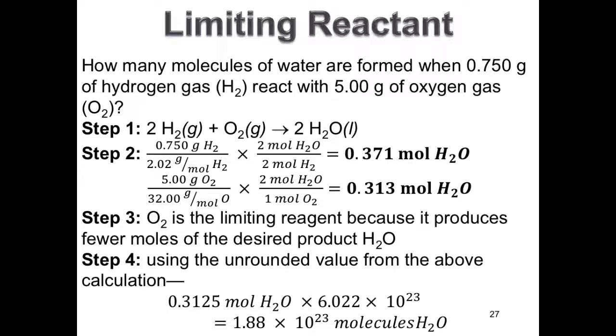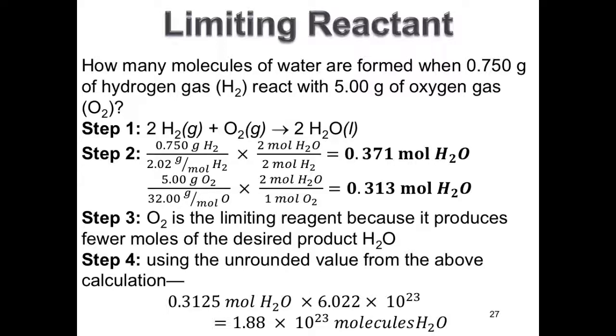So here's an example. We want to know how many moles of water are formed when 0.75 grams of hydrogen gas react with 5 grams of oxygen. So here you absolutely have to turn off that kindergarten brain, because 0.75 is less than 5, but that does not mean that hydrogen is the limiting reactant. As a matter of fact, I set up this problem so it wouldn't be, to demonstrate that.